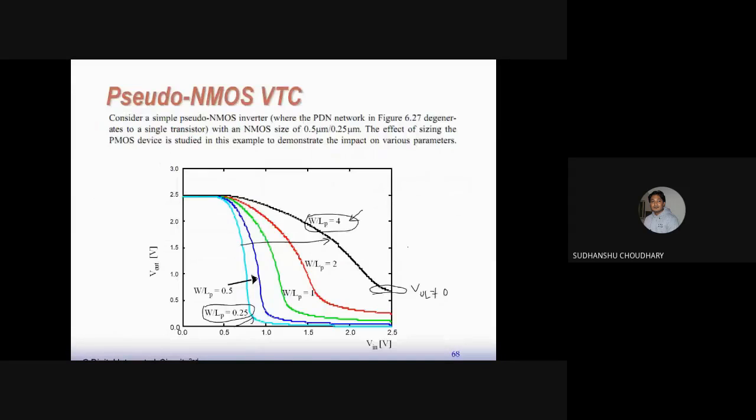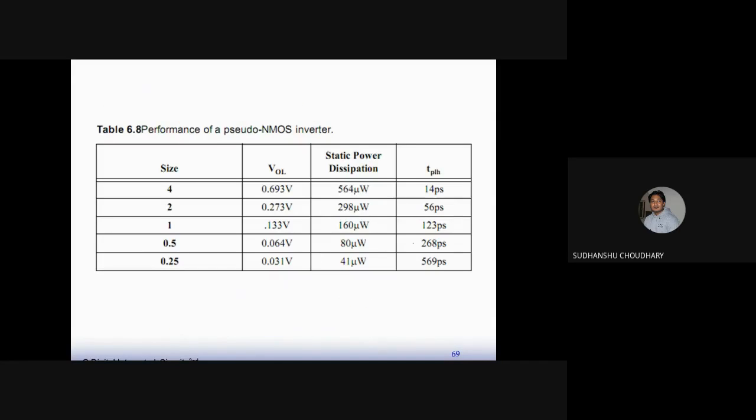So this is actually one of the problems here. This is why we say that this circuit is ratioed, because the output logic levels, that is low and high, now depend upon the sizes of the devices in the circuit.